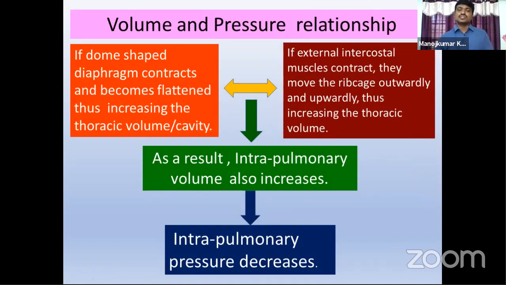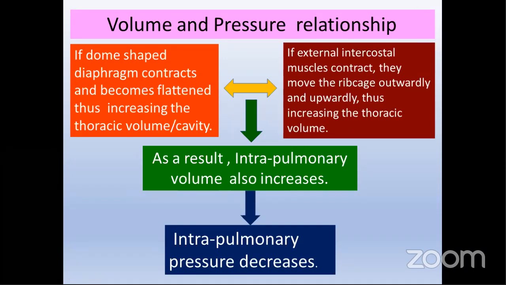How does the volume increase? As the dome shaped diaphragm contracts, it becomes flattened. So by this, what happens? Anterior posteriorly, the thoracic volume increases, and simultaneously by the contraction of external intercostal muscles.